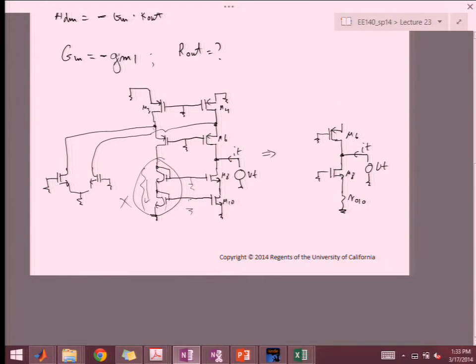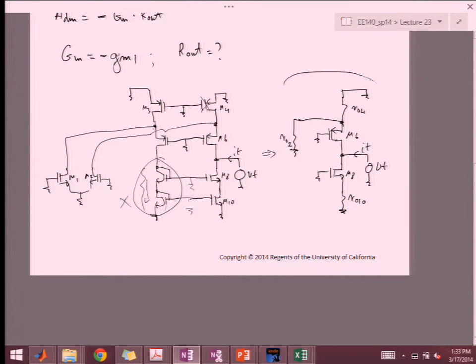And then here, instead of M4, because this is grounded, I can immediately turn it into RO4. And then at this connection, I also have whatever's left. M1 and M2, they're just turned into RO2. And ground. Right.